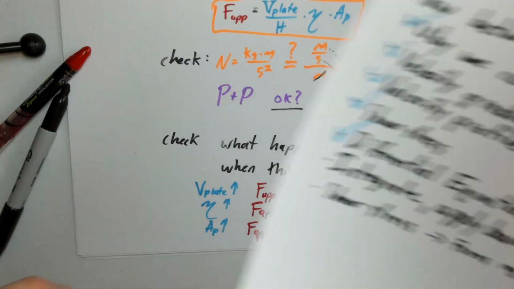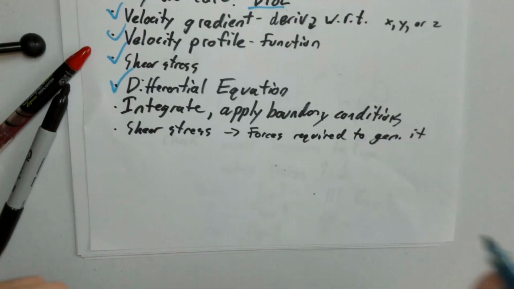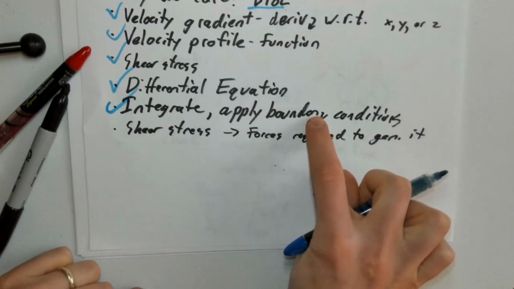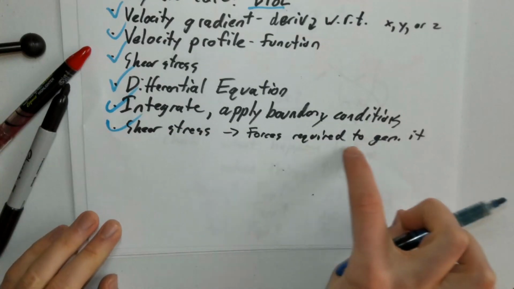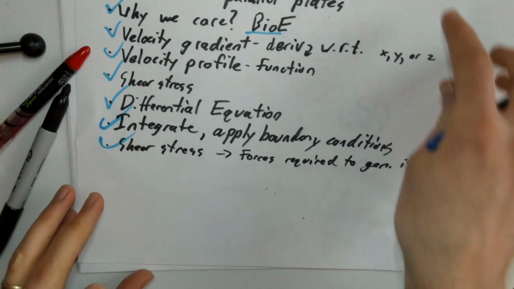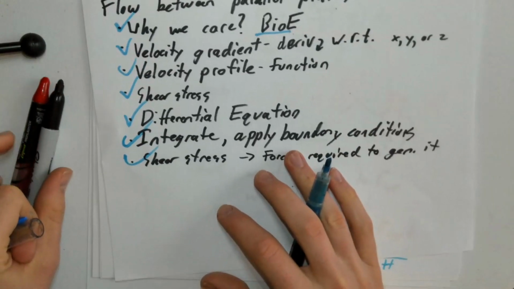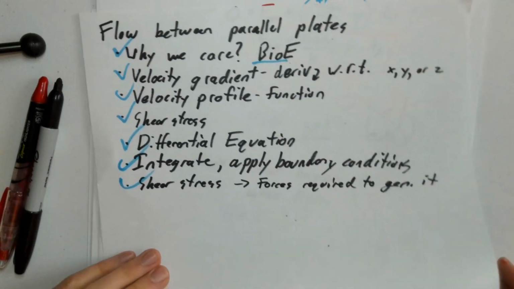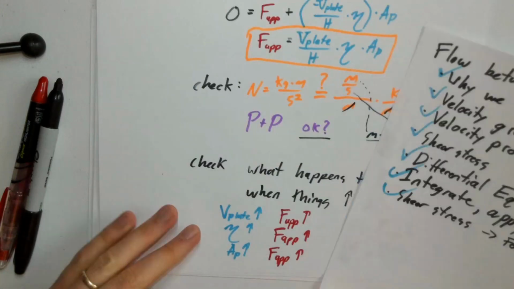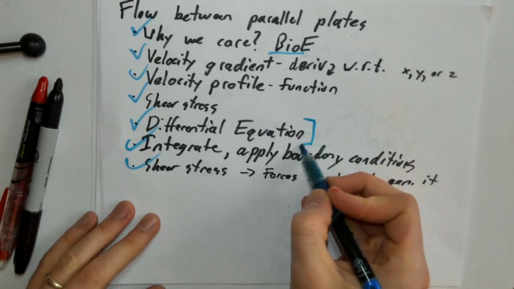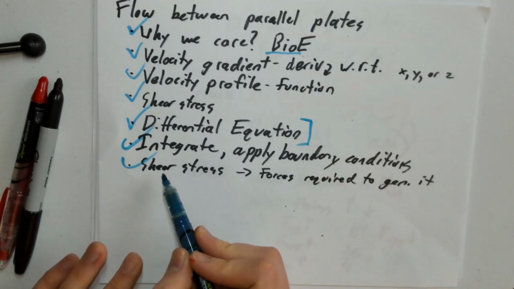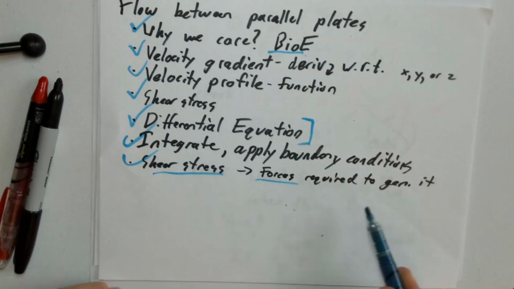Oh man, we actually skipped a couple steps. We definitely integrated and applied boundary conditions, and we just finished talking about the relationship between shear stress and the forces required to generate it. So, hopefully this has been a helpful and interesting part one of our lecture, where we practiced solving differential equations and also made connections between shear stresses, forces, and velocities.